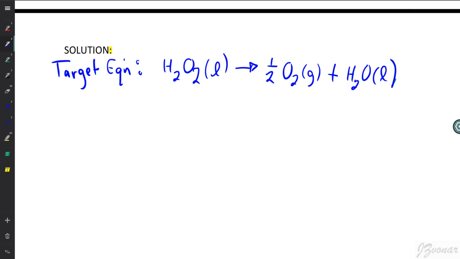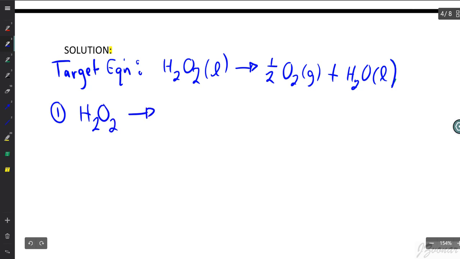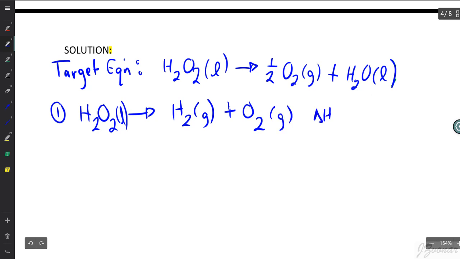All right, next thing to do is list both of the given equations. So the first one that we're given is H2O2 is going to form H2 plus O2, and we're told that this delta H value, which we're going to call delta H1, is positive 188 kilojoules.